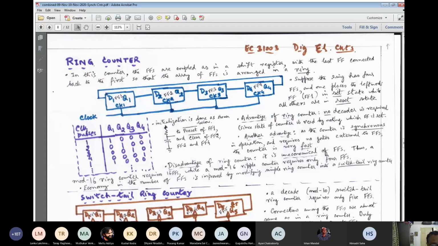Suppose the ring has 4 flip-flops. Here we place the leftmost flip-flop in the set state while all the others are in the reset state. So that means this one is in the high state, the others are in the 0 state. How can we do that? Now that you have knowledge about the presence of asynchronous preset and clear, definitely you can make use of that. I just incite your curiosity, and I'll tell you what we do in practice.